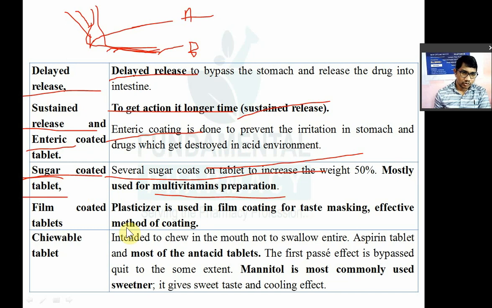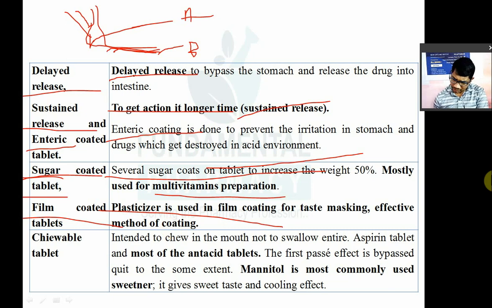And film coated tablet. Film coating is done due to the bad taste of your drug. Plasticizer is used to make a film coating for masking of taste. That is the effective method of coating. Film coating is mostly done to mask the taste. If the drug is very bitter, tastes very bitter, and also smells, then you have to make a thin film over a tablet which will not affect the therapeutic effect of the tablet. Once it goes into the acid, it is released. That's why film coated tablet.